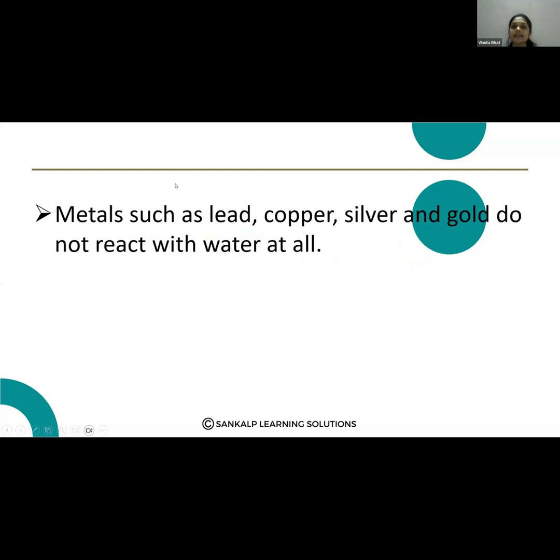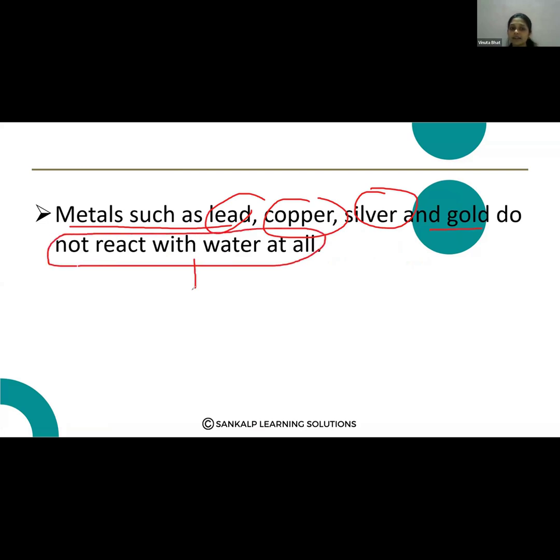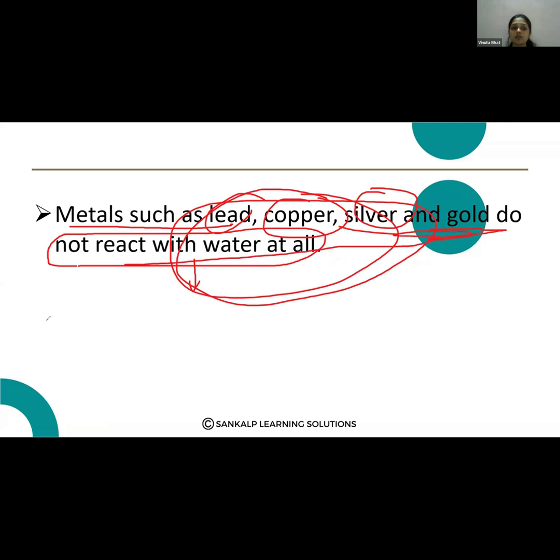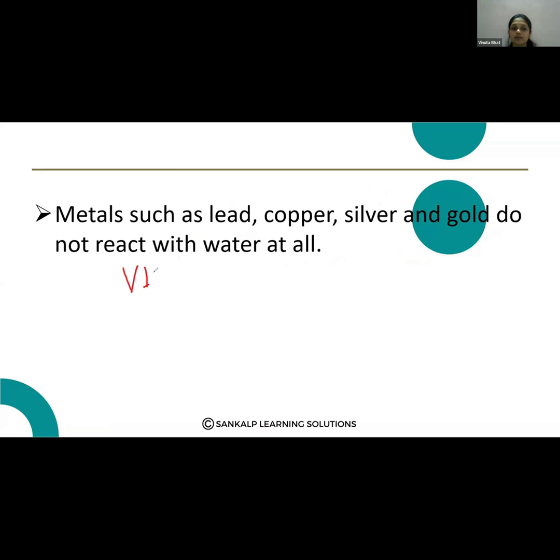And some metals do not react. The metals such as lead, copper, silver and gold do not react with water at all. In all three types of water, cold water, hot water and steam, they do not react. Copper, lead, silver and gold do not react with any of these. So that is a very important thing, important for your MCQ.